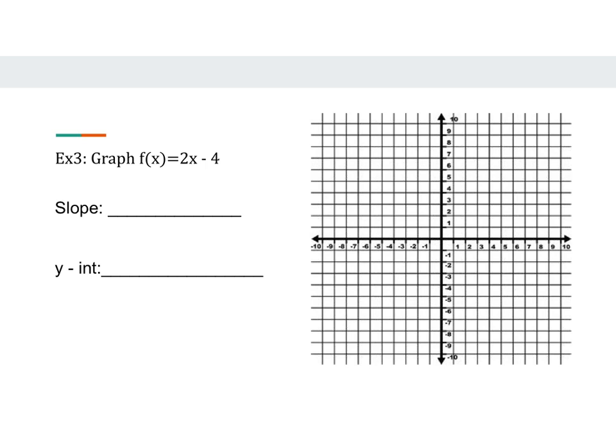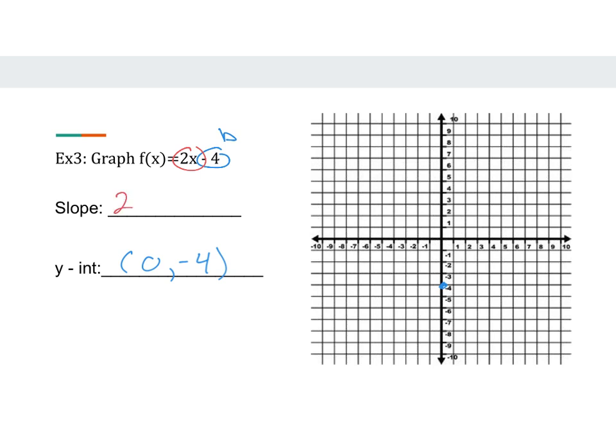Our b value is going to be the value that is by itself, so it's not attached to the x, which means this negative 4 is going to be your b. To turn it into our y-intercept, we have a 0 in front of that, so we have 0, comma b, which means in this case, we have 0, comma negative 4. I'm going to go ahead and graph that. Then we can identify our slope, which is our other number, in this case, the 2.